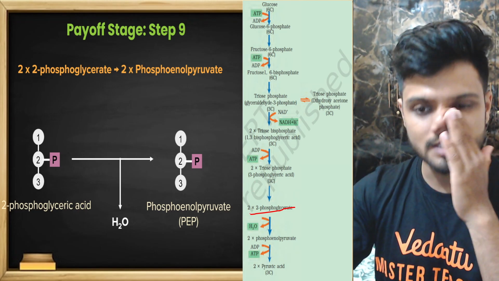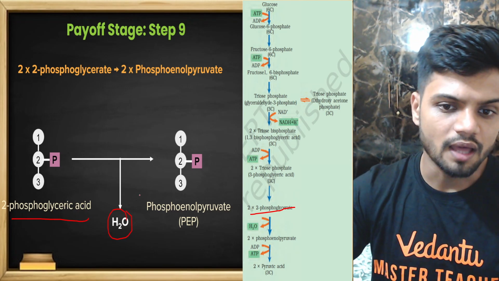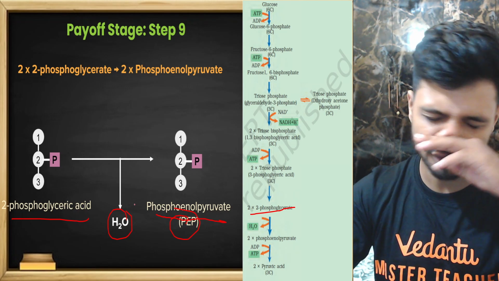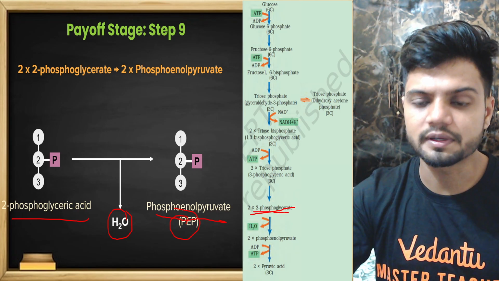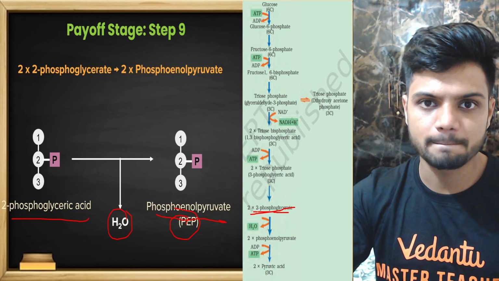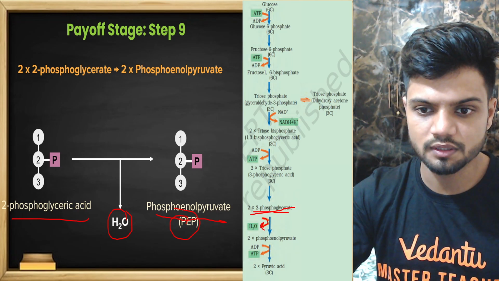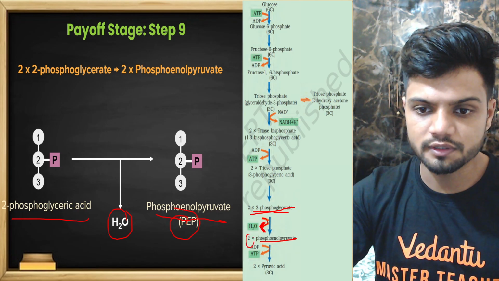Now in 9th step, what is happening? In 9th step, your 2-phosphoglyceric acid is losing water and getting converted to PEP, phosphoenol pyruvate, which we learned in the C4 cycle. Phosphoenol pyruvate we're getting. Okay, so what is being released out here?